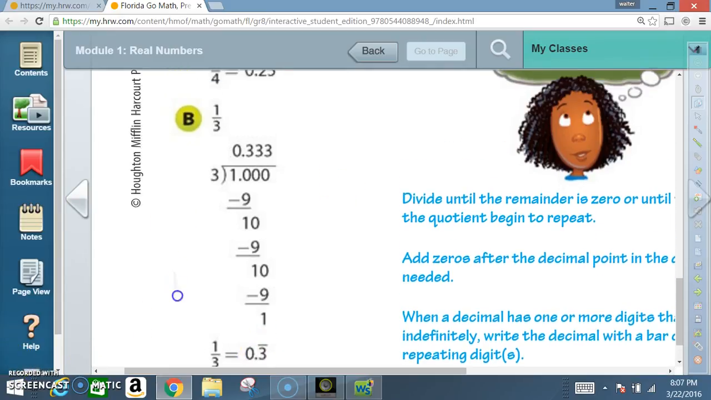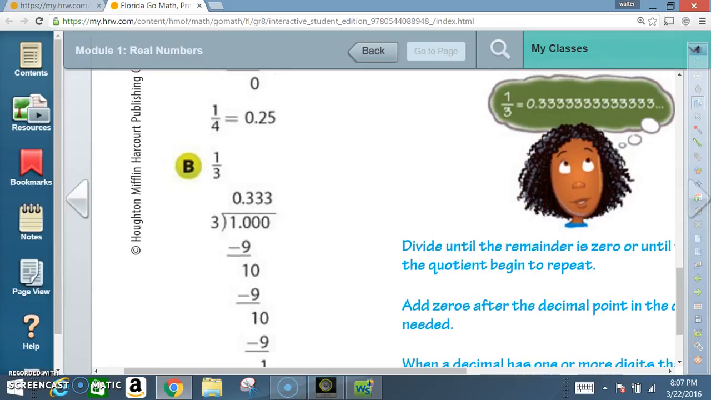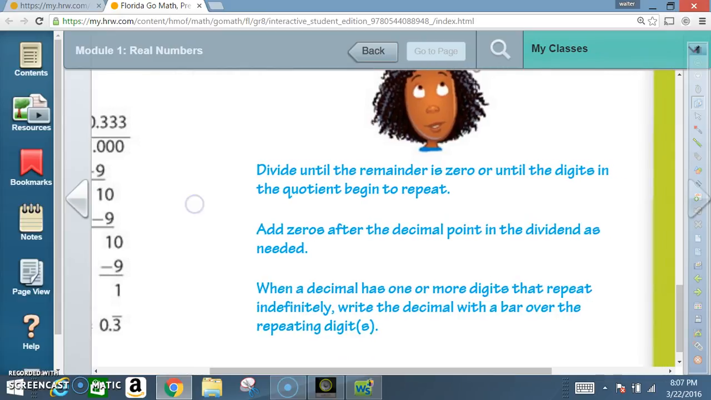Okay, now when converting a fraction to a decimal, remember these steps. Divide until the remainder is 0 or until the quotient begins to repeat. Add zeros after the decimal point in the dividend as needed. When a decimal has one or more digits that repeat indefinitely, write the decimal with a bar over the repeating digit or digits.